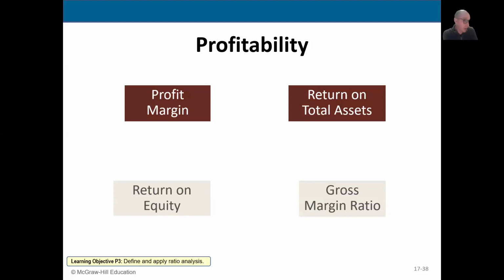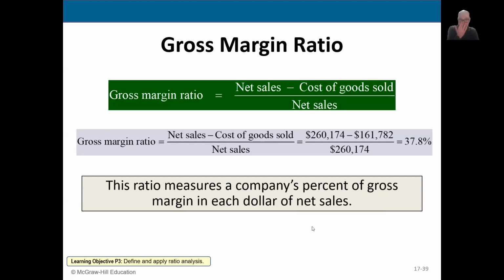Profitability is a company's ability to generate adequate return on its invested capital. Returns, of course, based off of their sources of financing. Four ratios here: profit margin, return on total assets, return on equity, and gross margin ratio. Start with the gross margin ratio.